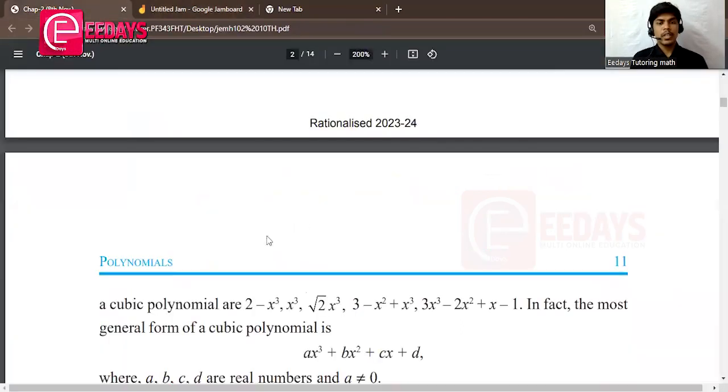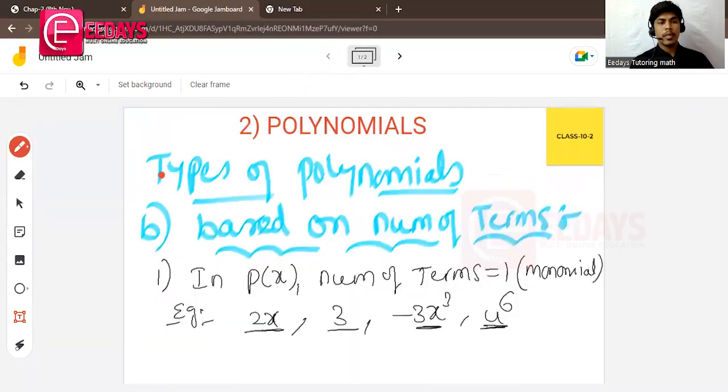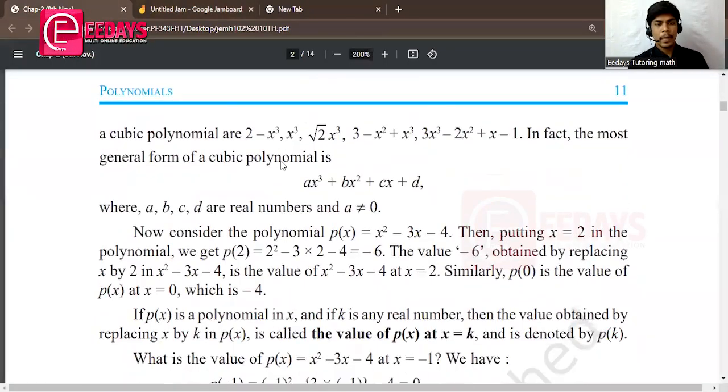I hope you understand. So previously we discussed the types of polynomial based on degree. Now this is your second type, the types of polynomial based on the number of terms. All right. This is what we missed yesterday.